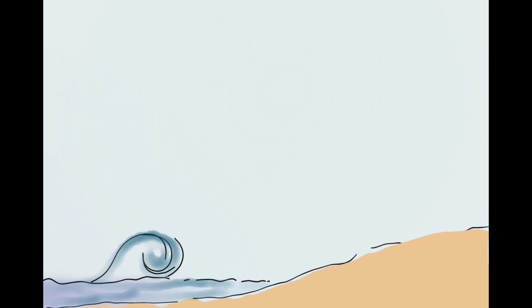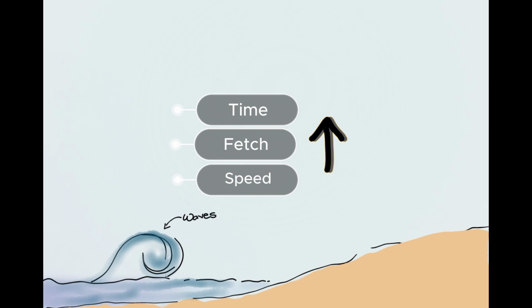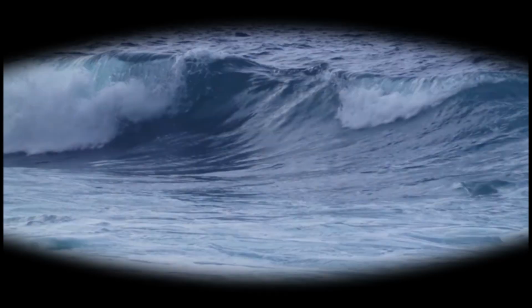Now, the size of the wave will be determined by three factors. Firstly, the speed of the wind, as well as the fetch, which is the distance that the wind traveled, and then also the amount of time that the wind blows in the same direction. Now, the size of the wave will increase as the wind speed, the strength, and the fetch increases. Let's have a look at a few examples.